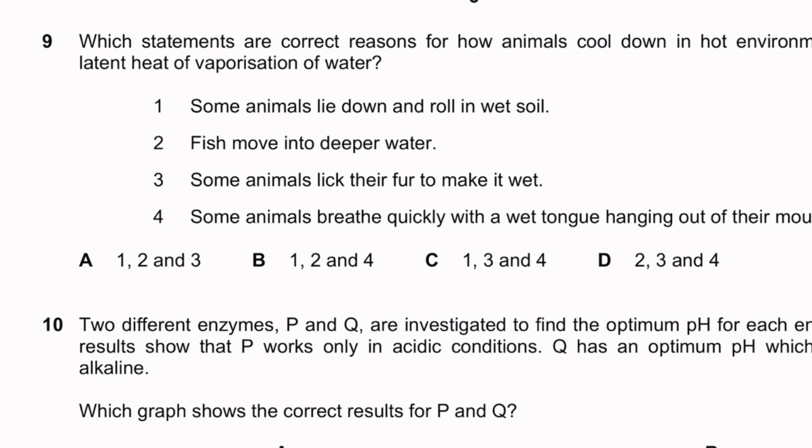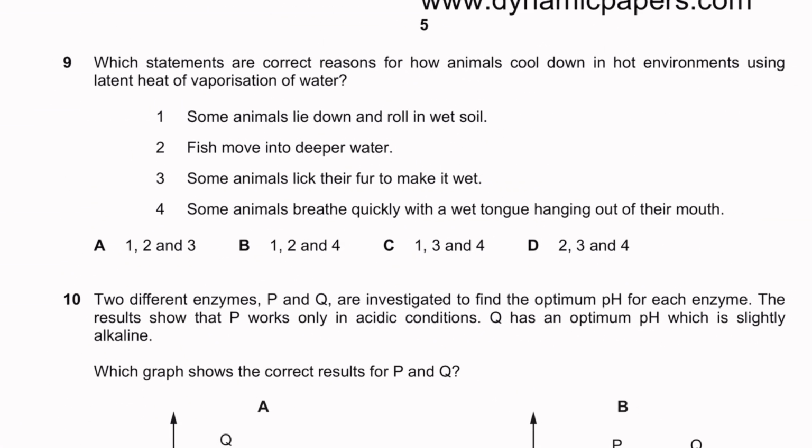Which statements are correct reasons for how animals cool down in hot environments using latent heat of vaporization of water? Okay, we cool down because water has high latent heat of vaporization, which means that it requires a lot of energy to evaporate. So where is it going to get this energy from? It's going to get it from your body. So your body is really hot, it has lots of energy, it provides that energy to the water to evaporate. The water takes up a lot of energy, and so you cool down.